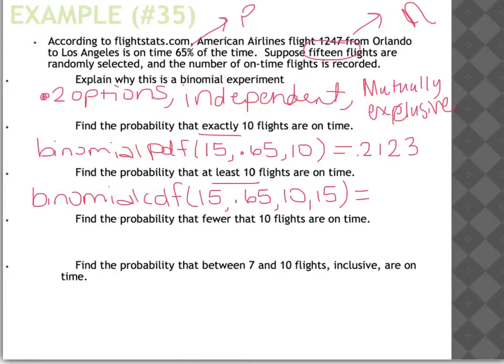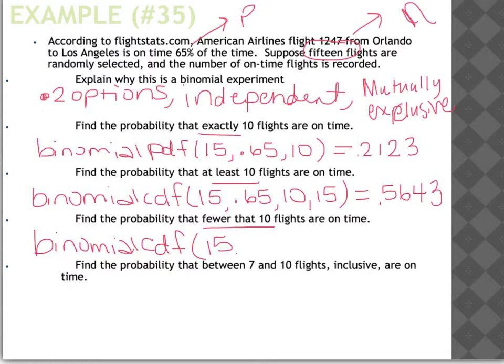So the correct answer here is 0.5643, and so there is a 56% chance that at least 10 of the 15 flights will be on time. Part 3, find the probability that fewer than 10 flights are on time. So now this is binomial CDF again, because we're doing a range. We have 15 trials, 0.65 is our probability, and fewer than 10 would mean 0 to 9.